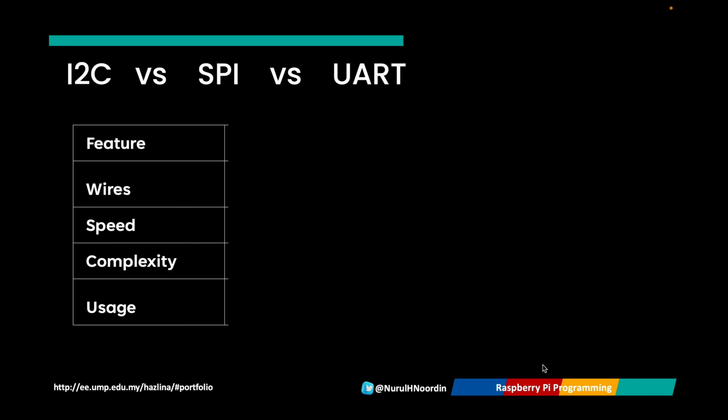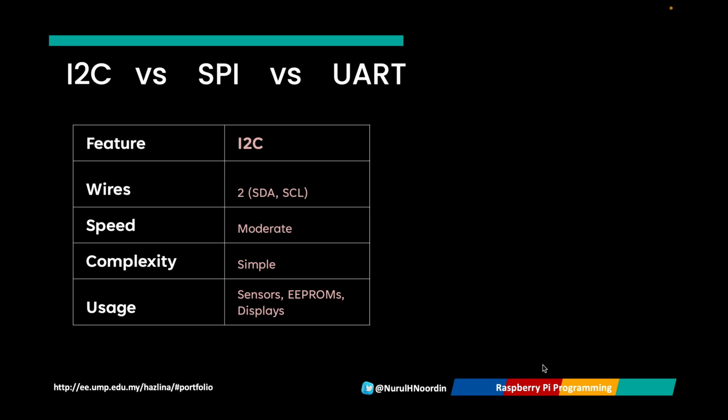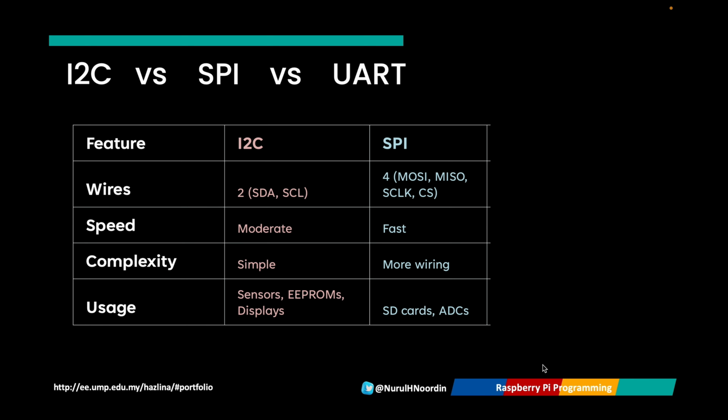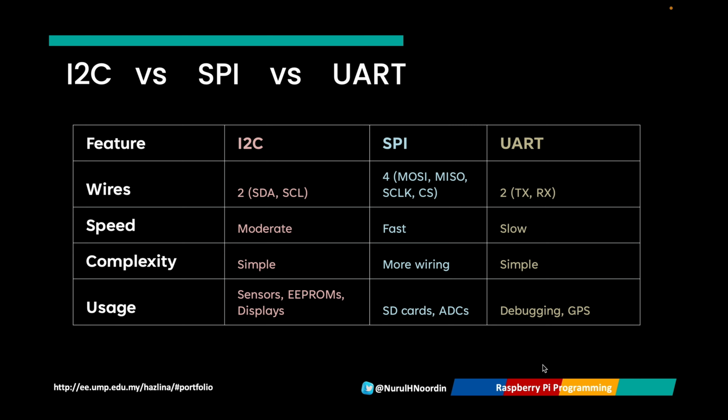Each communication protocol has its advantages. I2C is great for multiple sensor connections with minimal wiring. SPI is ideal for fast data transfer but requires more connections. UART is simple and effective for device-to-device communication, but is limited to one-to-one connections. Choosing the right protocol depends on your project's requirements.